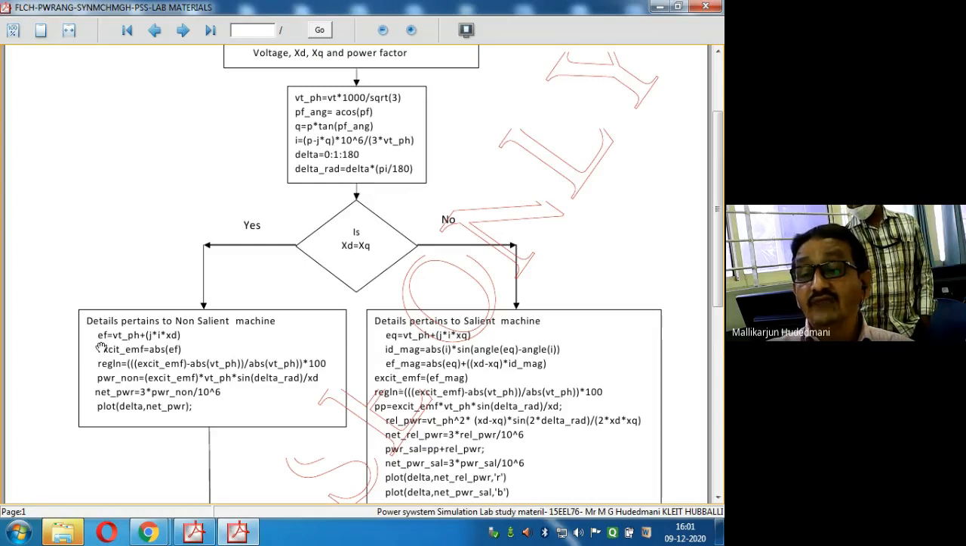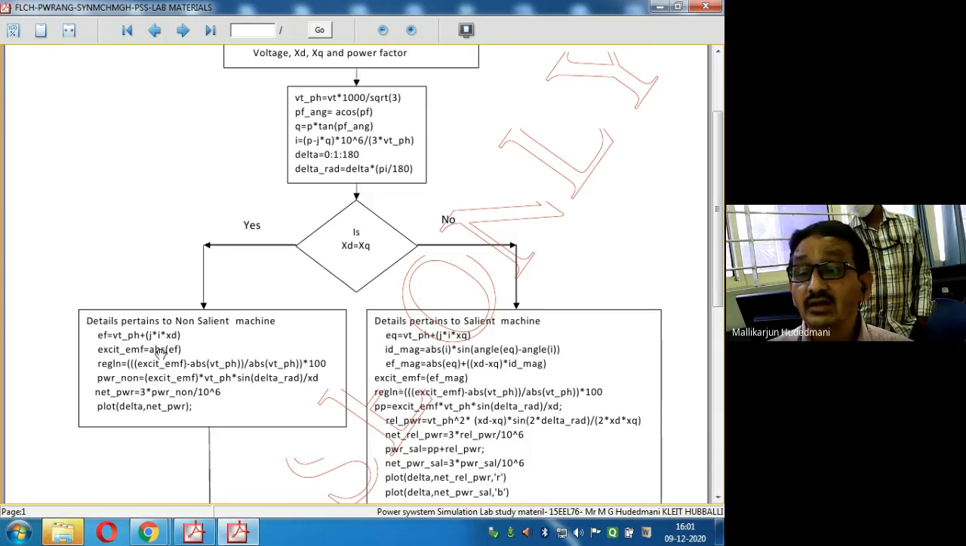Then EF equal to Vt per phase plus j into I, current into xd. I is used as the current, j is used as the complex operator. In the early MATLAB experiments, like the Y bus formation method and the singular transformation method, whatever power flow we did, we used i as an operator. Now in this experiment, j is the operator and I is the current for me, because I have assigned I equal to some calculation in this part. When I is used at the left hand side, it becomes an assigned variable.